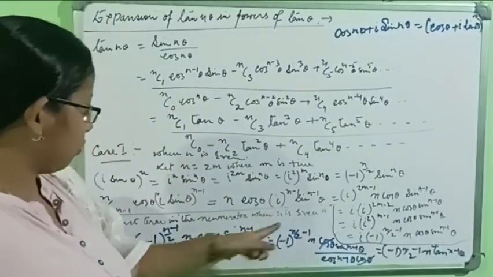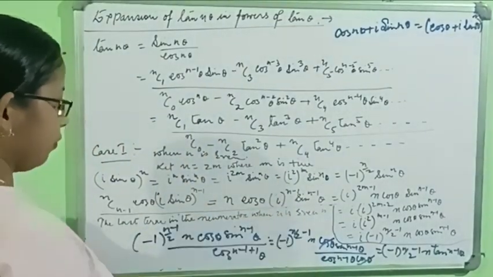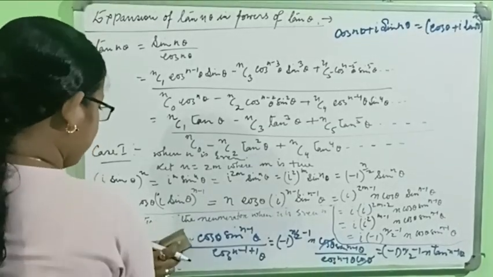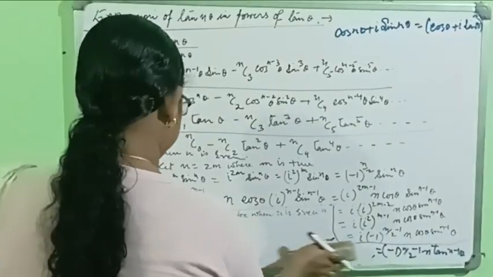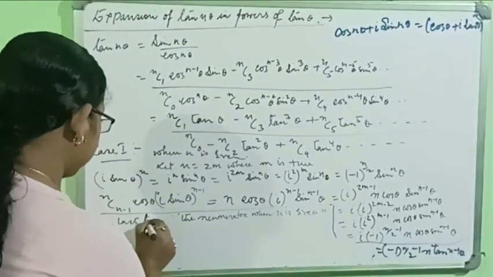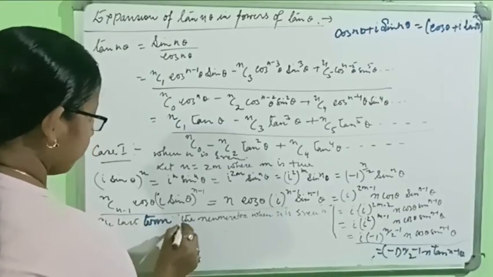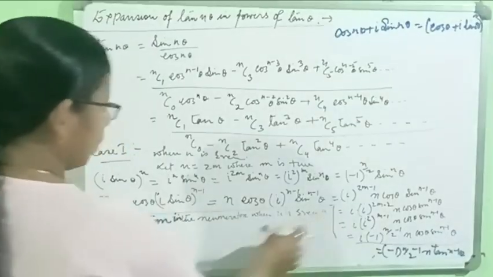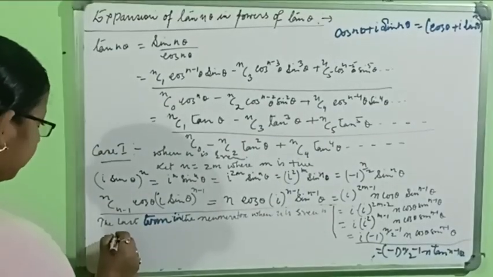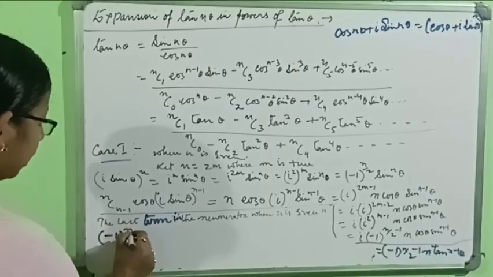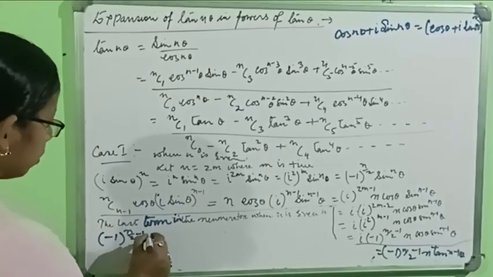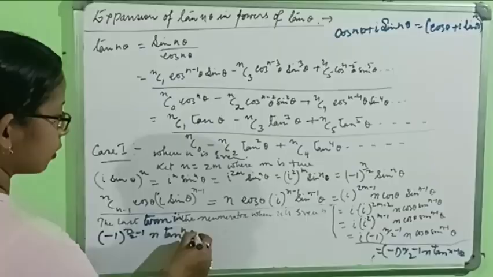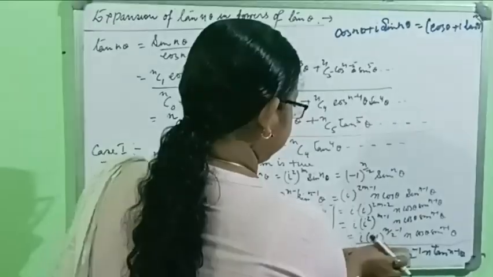So when n is even, the last term in the numerator when n is even is minus 1 to the power n by 2 minus 1 and then tan n theta. Okay, this one.